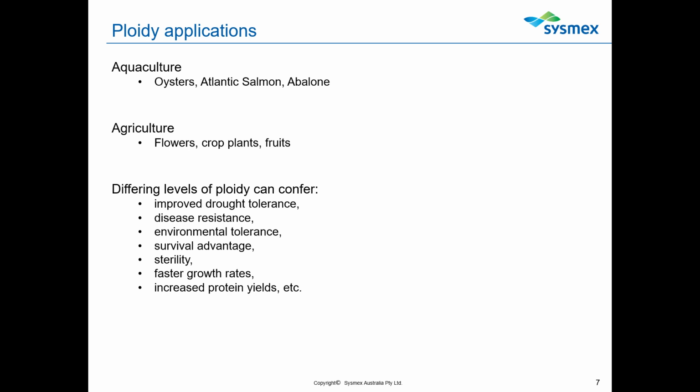Ploidy can be used for sterility, so you may not want a plant to cross-pollinate native species of a similar type, or you may want to avoid getting seeds in your bananas, for instance. Bananas are all triploids and they're sterile because you don't get seeds in them. Different levels of ploidy can also confer faster growth rates or increase protein yields, etc. So there's various reasons for applying ploidy to different agricultural and aquacultural applications.